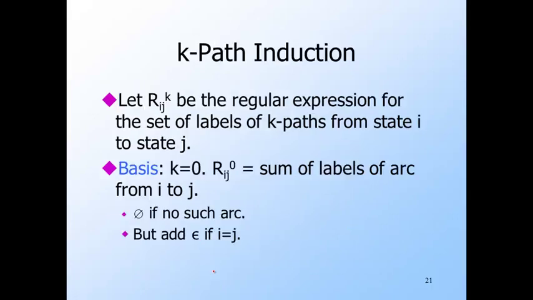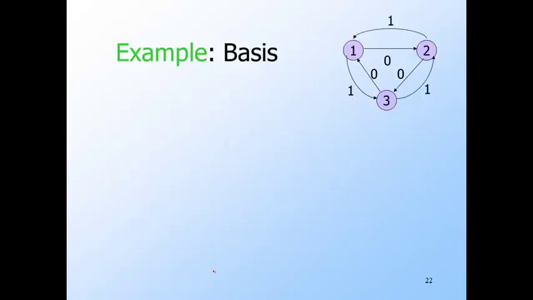We now need to introduce some notation. Let R_ij^(k) be the regular expression for the set of labels of the k paths from state i to state j. We've really seen the basis case k equals 0. That is, R_ij^(0) is the sum of the labels on the arcs from state i to state j. If there's no such arc, then use the empty set symbol as the regular expression, but we add epsilon if i equals j. Okay, here's our example DFA again.